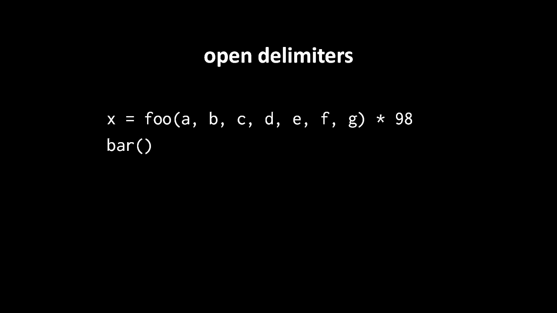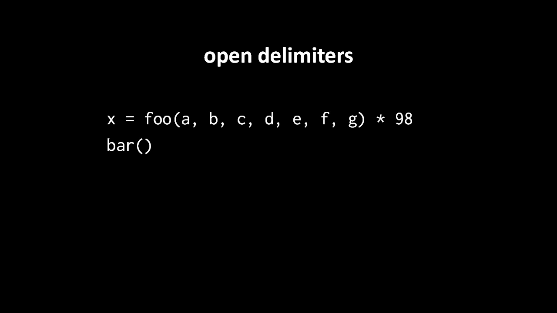rule of open delimiters. If in your line of Python code you leave a delimiter open, whether an open parenthesis or an open curly brace or an open square bracket, then until the matching closing delimiter is encountered, Python's usual rules about indentation and one statement per line are temporarily deferred.